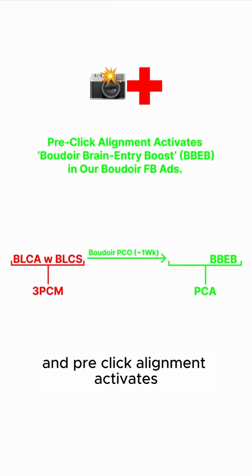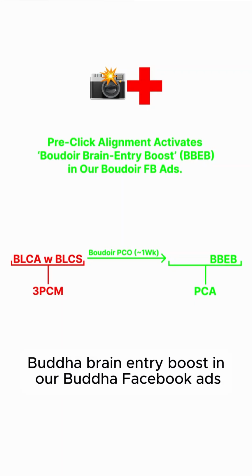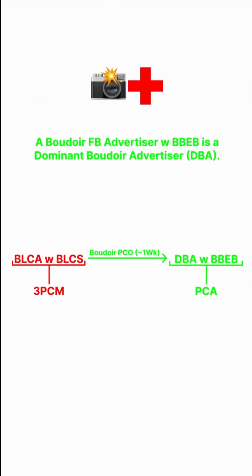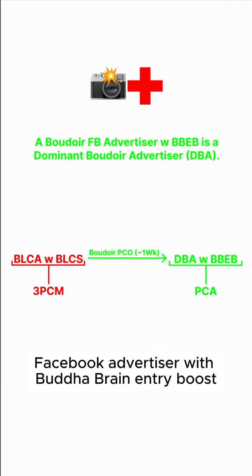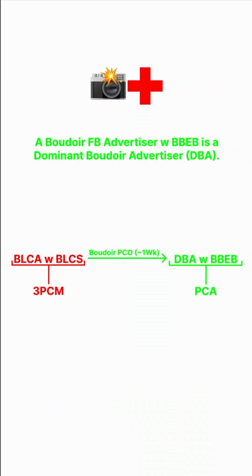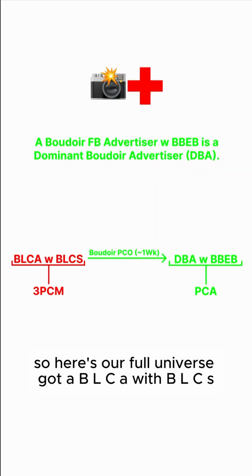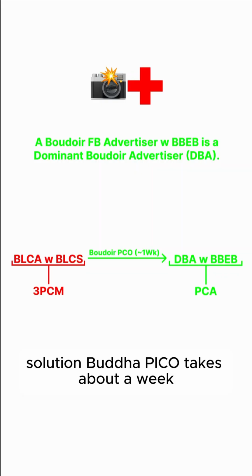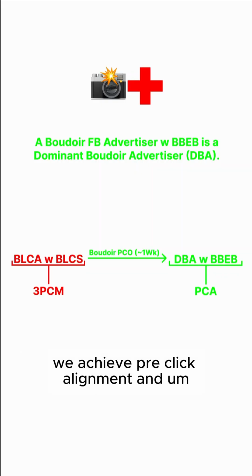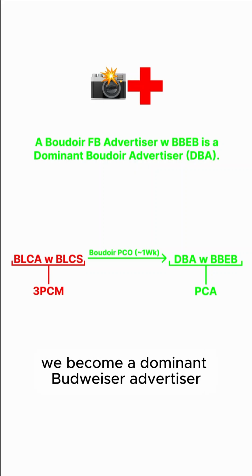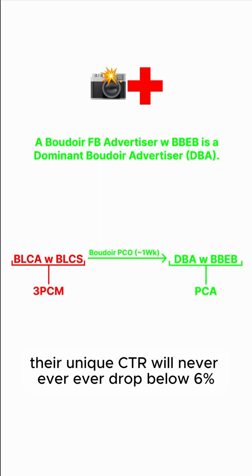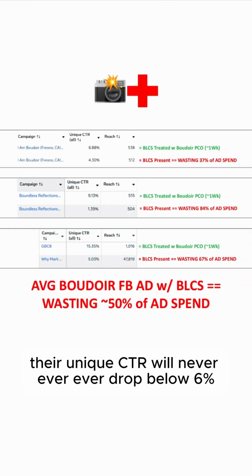And pre-click alignment activates Boudoir brain entry boost in our Boudoir Facebook ads, aka we finally get a unique CTR above 6%. And a Boudoir Facebook advertiser with Boudoir brain entry boost is a dominant Boudoir advertiser, a DBA. So here's our full universe. Got a BLCA with BLCS. It's caused by the 3 pre-click mistakes. Solution, Boudoir PICO, takes about a week. We achieve pre-click alignment, and we become a dominant Boudoir advertiser with Boudoir brain entry boost. And those Boudoir Facebook ads, their unique CTR will never, ever, ever drop below 6%.